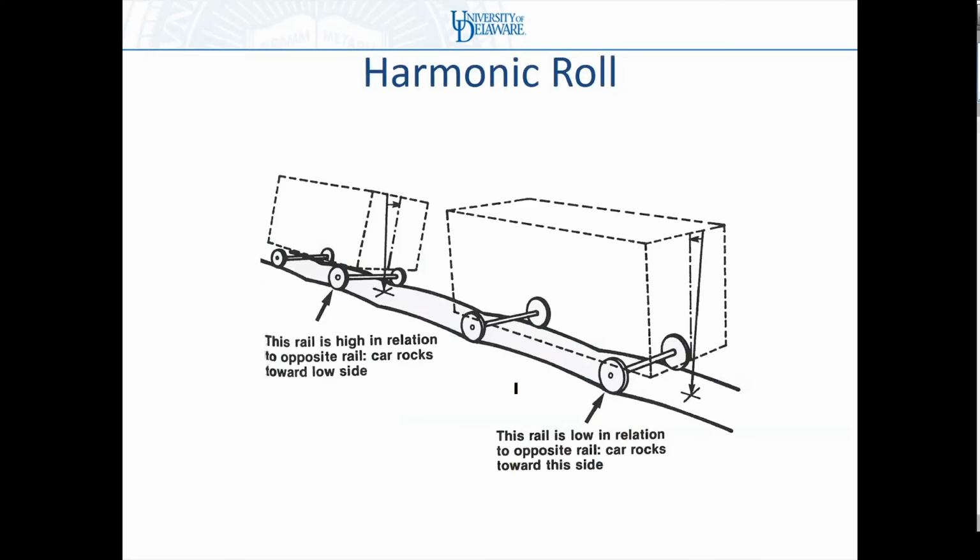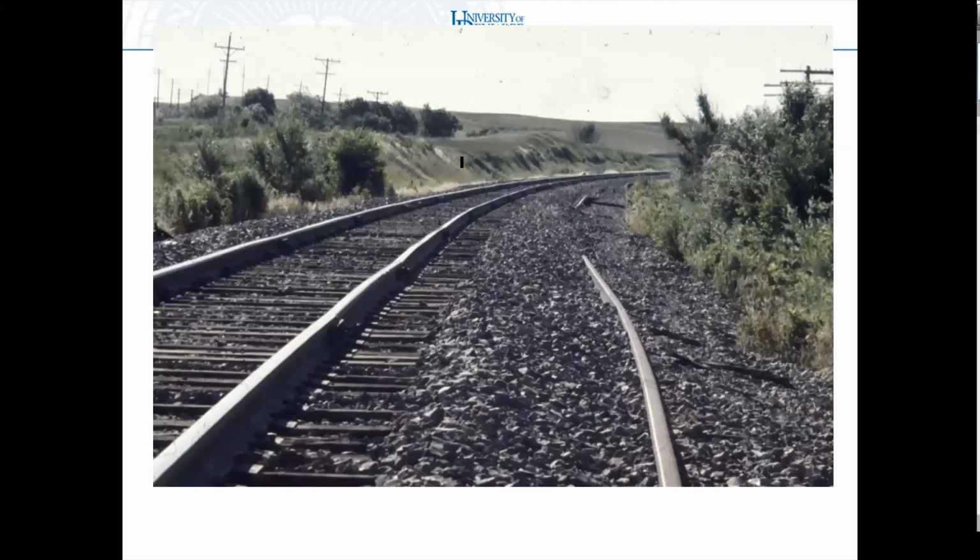So again, harmonic roll, and I think the illustration in the movie was even clearer, so you can see how you generate this side-to-side movement around the longitudinal axis of the track. And this is the type of track that can definitely initiate harmonic roll. Now you're going to say, my track doesn't look like that, but take a look at some of your sidings and some of your yards and some of your lesser known track. And I bet you have track that looks like this too.